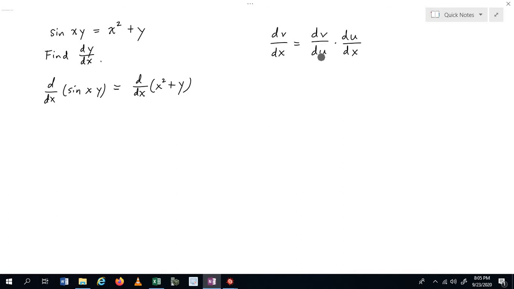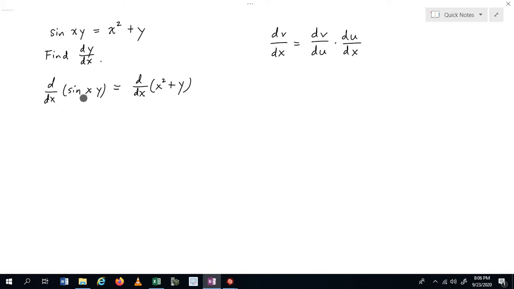But it doesn't matter. This is still true: dv/dx is equal to dv/du times du/dx. You can check that by seeing that these du's cancel out, leaving you with dv/dx. So I'm using the chain rule here, except I'm replacing the y with a v, but it still works. It doesn't matter what letters you use, as long as the du cancels, leaving you with dv/dx, then this is completely legitimate.